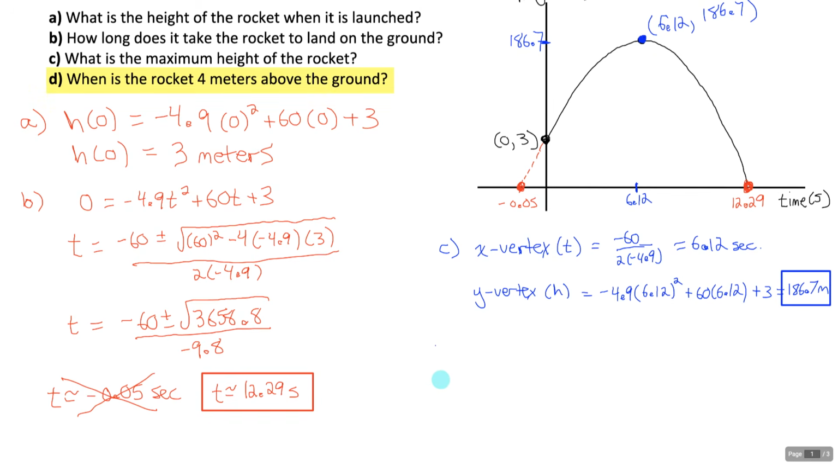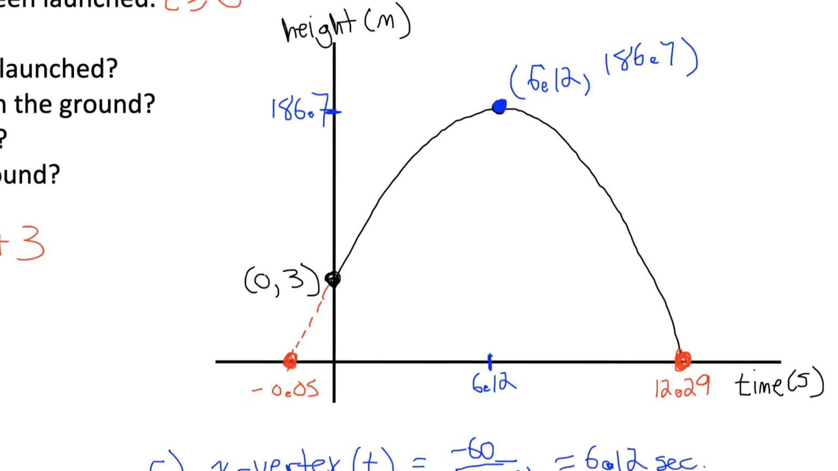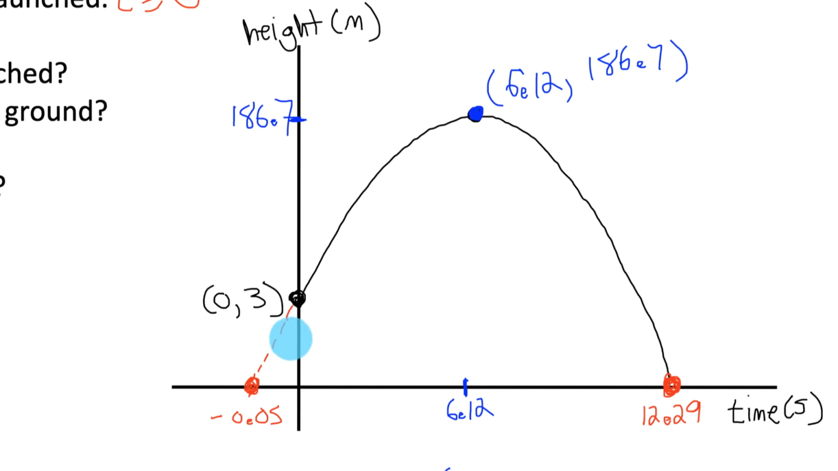The last part of this question, part D, says when is the rocket 4 meters above the ground? If we look at the diagram, the height of the rocket starts off at 3 meters above the ground, and then goes up to the max height, and then down back to the ground. So it's going to be at a height of 4 meters pretty soon after it's launched, and then again on its way back down. So there are two places where the height is 4. So the y-coordinate, the heights of both of these points is 4. But what are the times that the height is at 4?